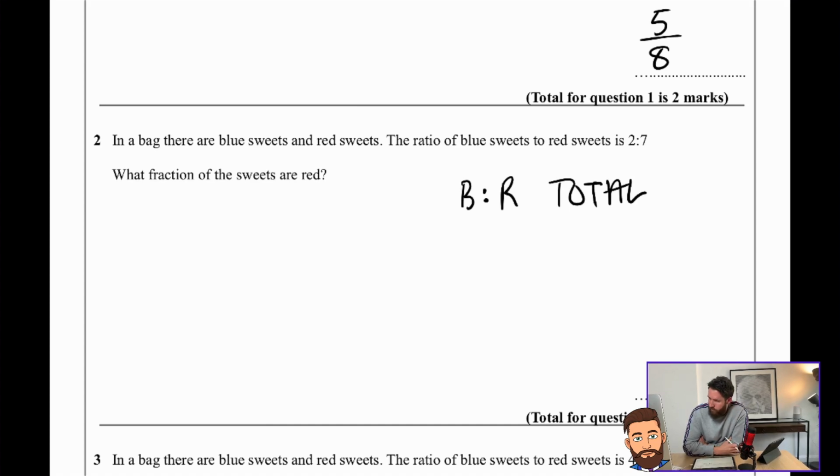So this question, number 2, we should be looking at blue to red with a total, it's 2 to 7. And that has a total of 9. Then read the question, what fraction of the sweets are red? Well, looking at my ratio, there are 7 red ones out of a total of 9. So it must be 7 over 9.